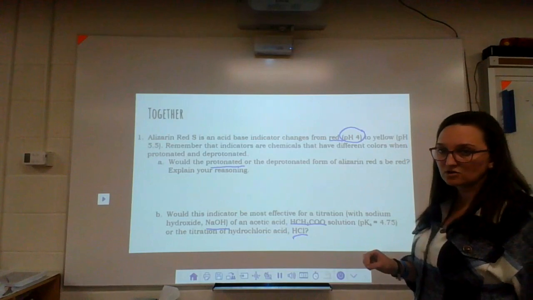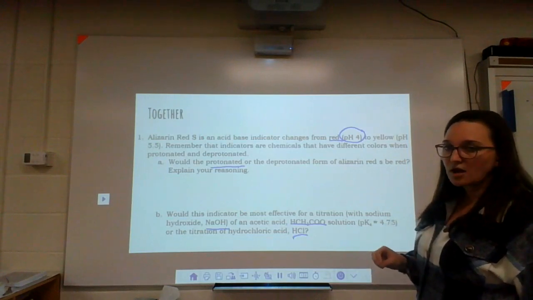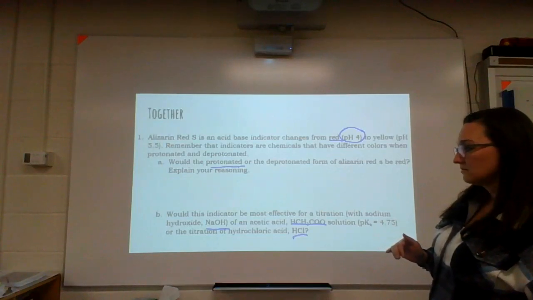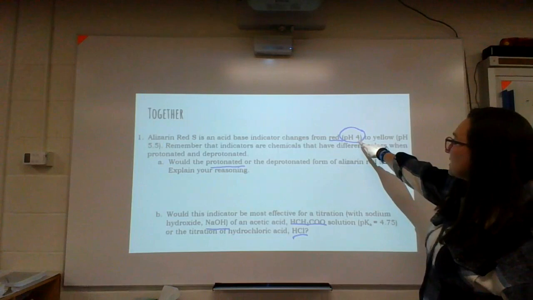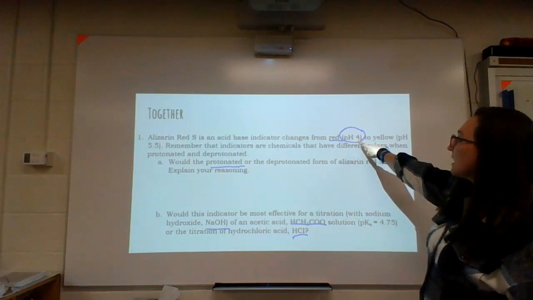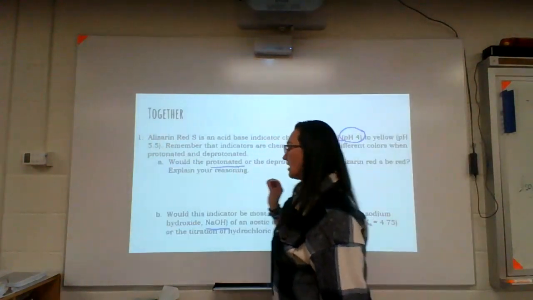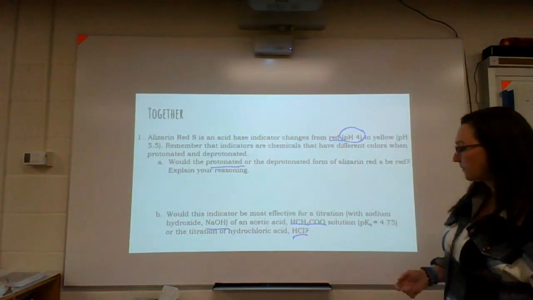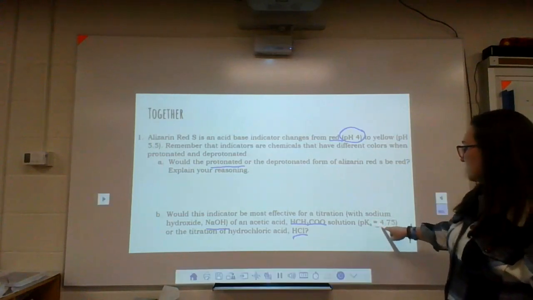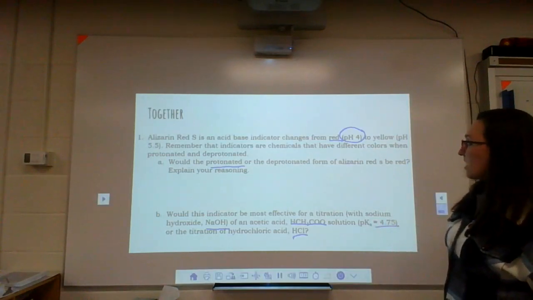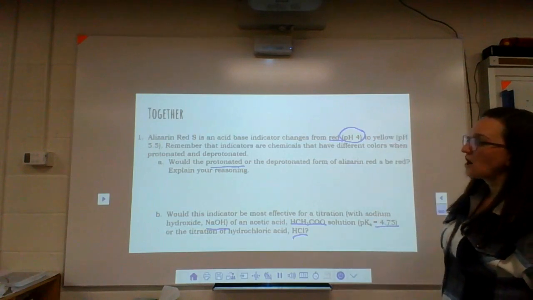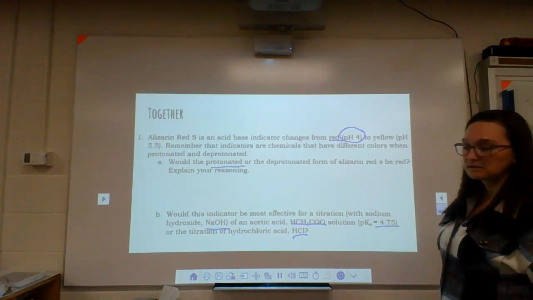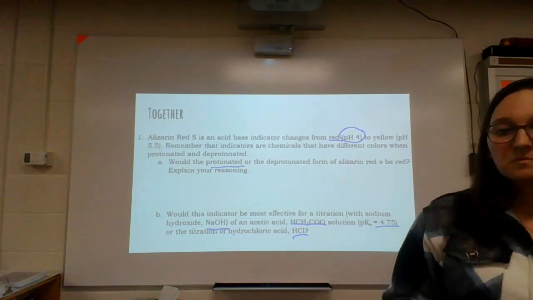These are a strong acid and strong base. Since I have strong acid and strong base, the endpoint of that titration is going to be at a pH of 7. The pH range for alizarin red is 4 to 5.5. So 7 falls outside of that range. It's not going to be useful for that titration. Since acetic acid has a pKa of 4.75, that would be in the range of alizarin red. So it would be more useful in a titration with acetic acid and sodium hydroxide.